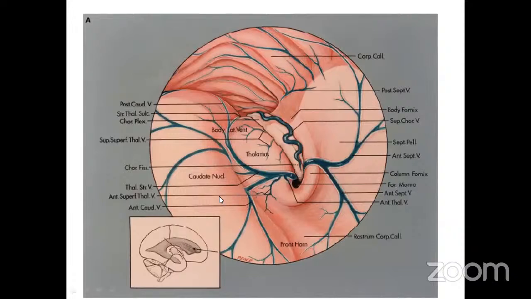We can also see the anterior superficial thalamic vein and superior superficial thalamic veins here. Anterior and superior superficial thalamic veins cross the surface of the thalamus.